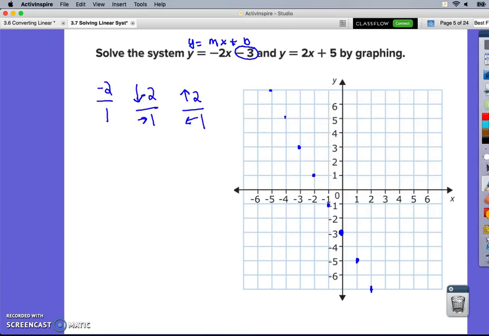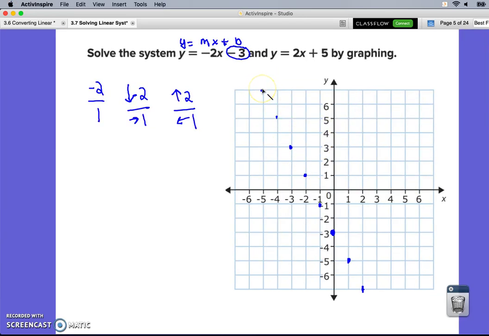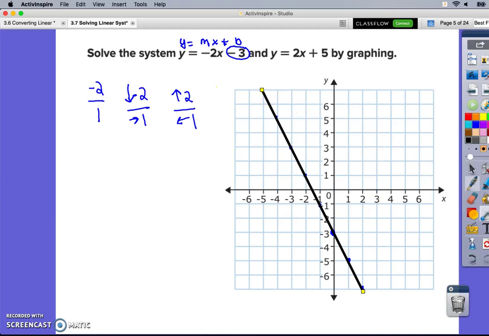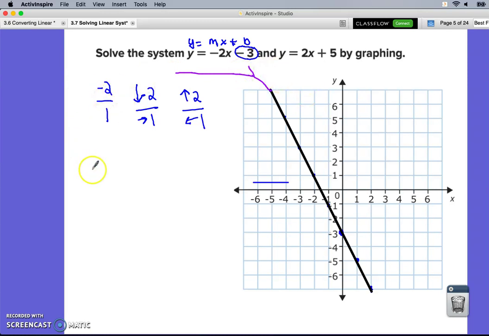See if I remember where my tool is. So here, I want that straight line. Okay, I should have arrows on both, but that's okay. All right. So we just graphed this equation right here. And now we need to graph our y equals 2x plus 5.